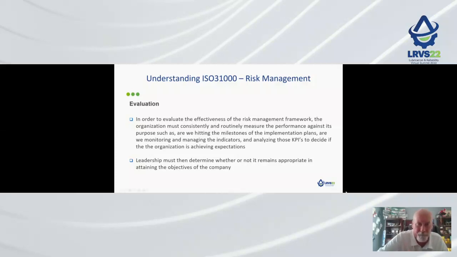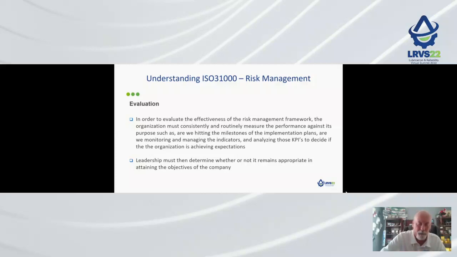In order to evaluate the effectiveness of risk management, the organization must consistently and routinely measure the performance against the purpose of what we're trying to achieve: goals, objectives, milestones. Leadership must then determine whether or not it remains appropriate in attaining those objectives. Because remember, we all work in a very fluid world. Very few organizations are static over the course of years. We are constantly in a state of flux.